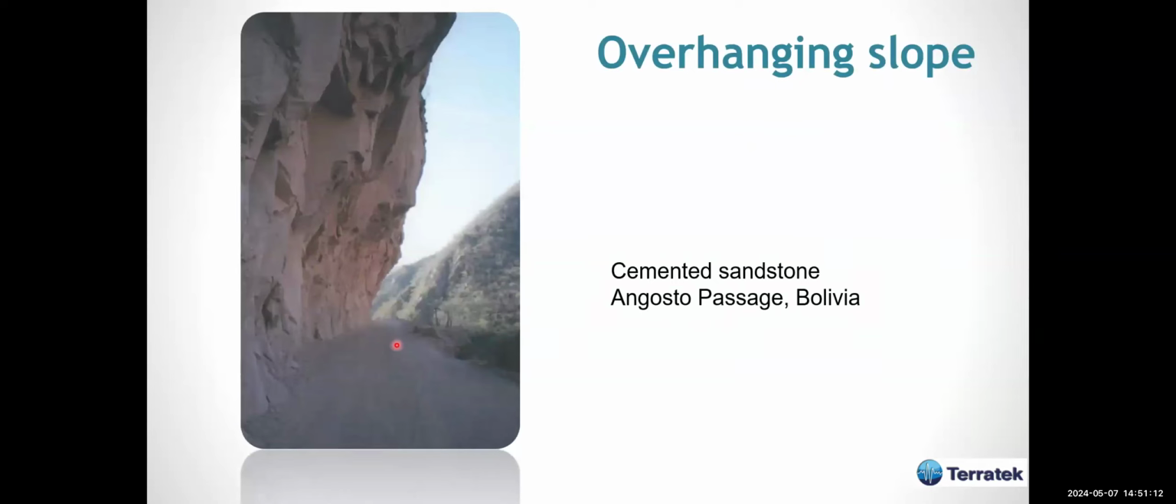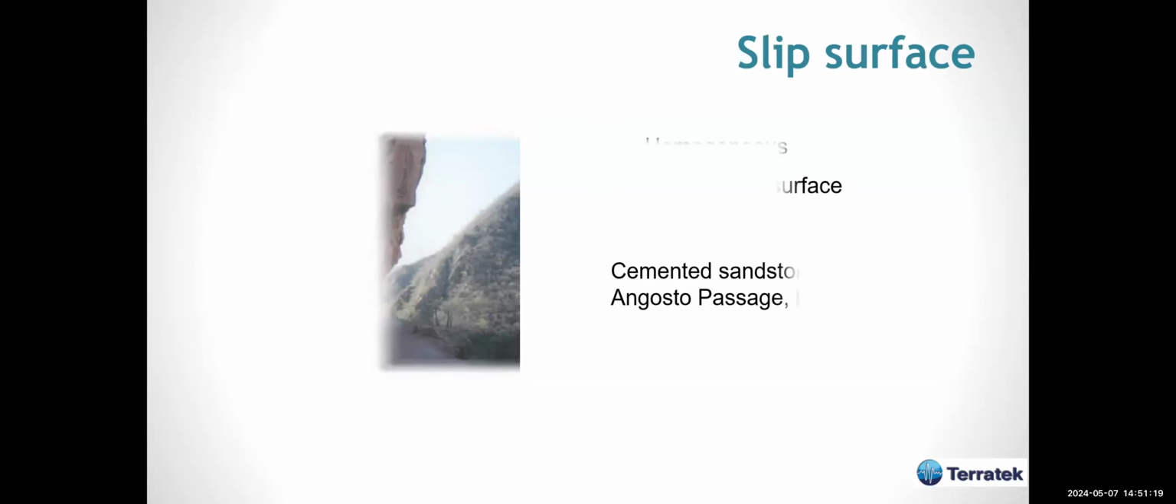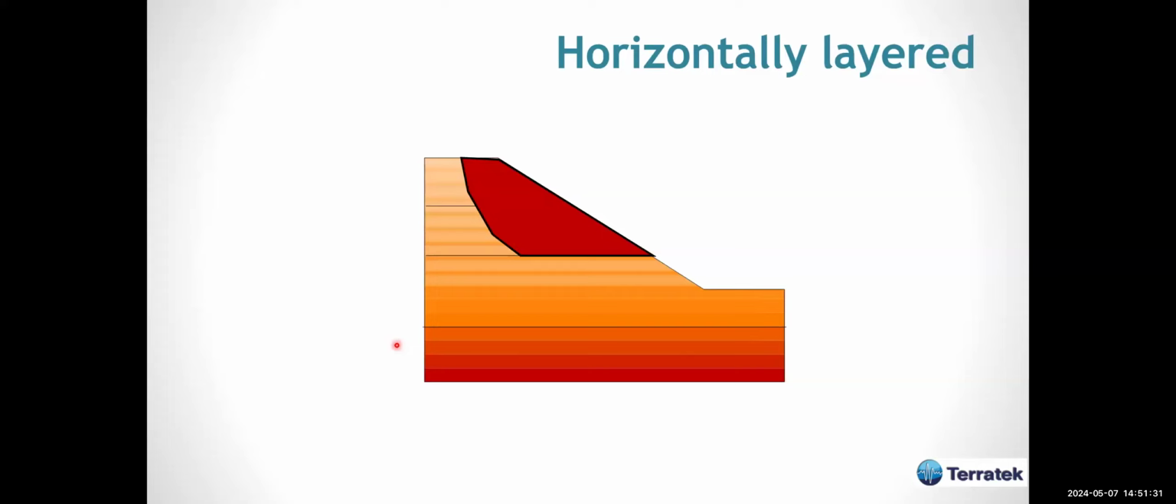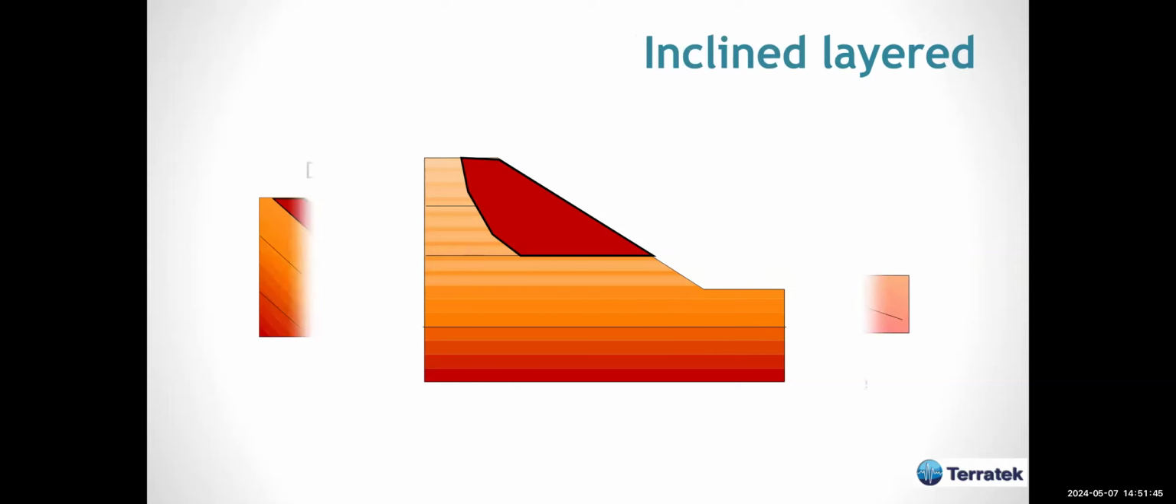These are an overhanging slope, cemented sandstone from Bolivia, a very interesting one. And these are slip surfaces. If you have a homogeneous material, the trend is to have a simple slip surface. However, if you have horizontal layered soil, this is the kind of slip surface you may have. So the joints are going to influence the geometry of the slip surface, as we see here.